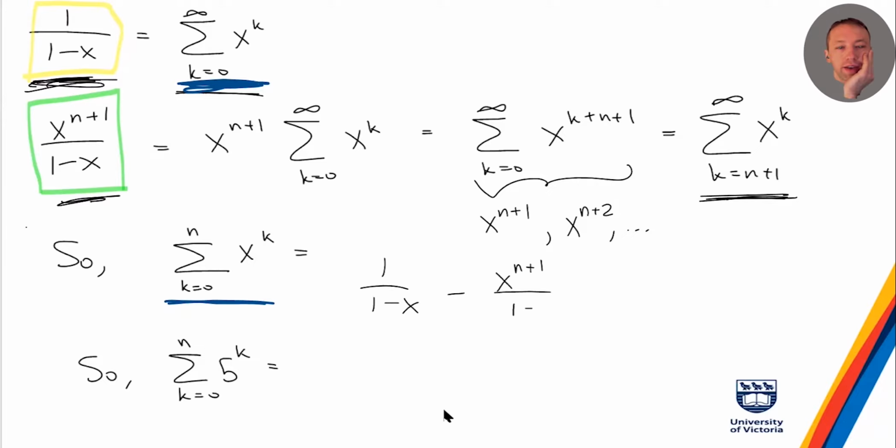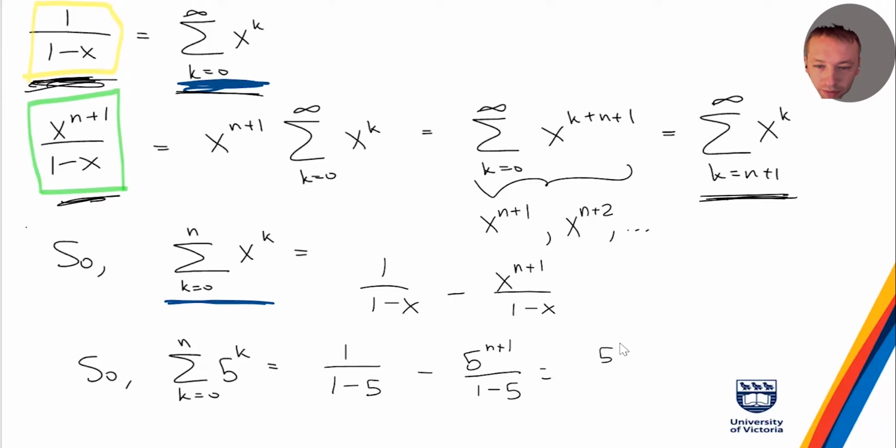Okay, and so if I wanted to compute this with x equals 5, I can just plug it in. So I get 1 over 1 minus 5 minus 5 to the n plus 1 over 1 minus 5. There are a lot of negatives going on here, but if I multiply by negative 1 on the top and bottom, I get 5 to the n plus 1 minus 1 over 4. So that's the final answer.